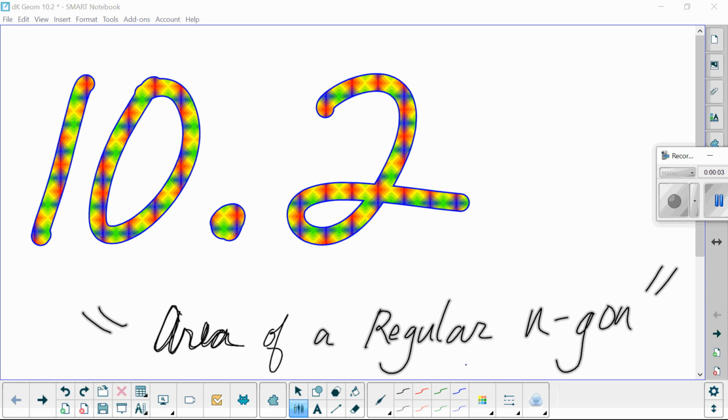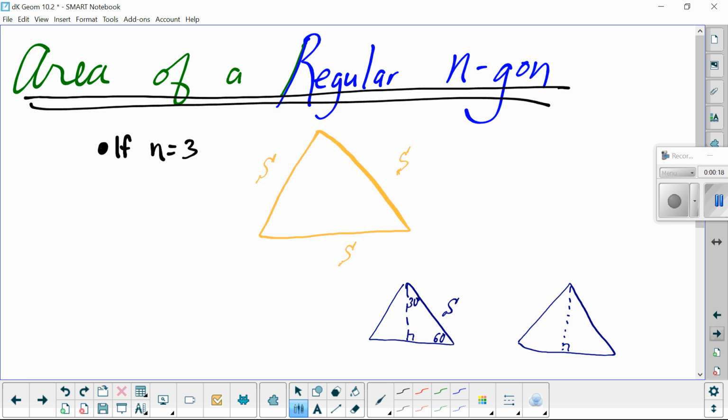All right, this video will cover the concepts in section 10.2, how to find the area of a regular n-gon. It also has the area and circumference of circles in there as well. We're going to consider some specific cases in terms of a side length S, and then eventually we'll generalize the idea and do 3 or 4 good examples.